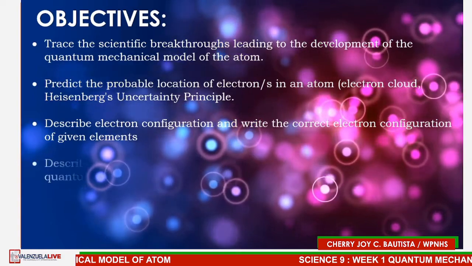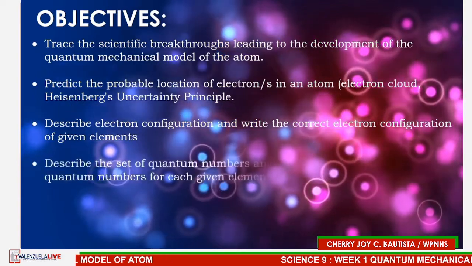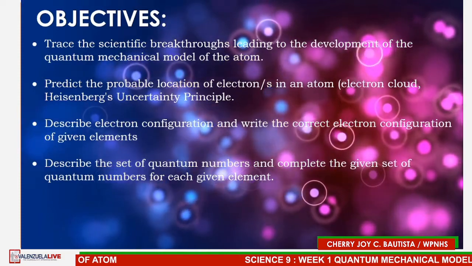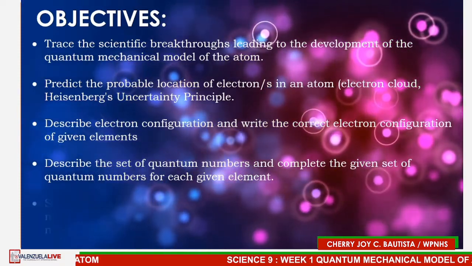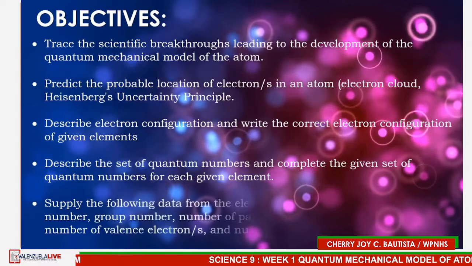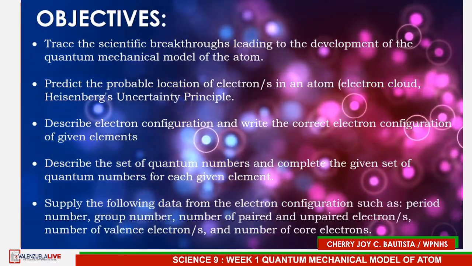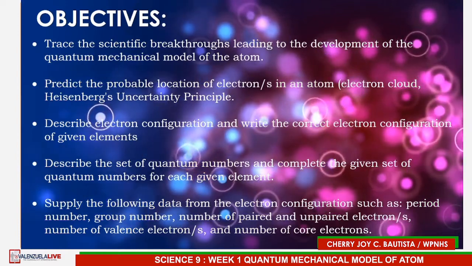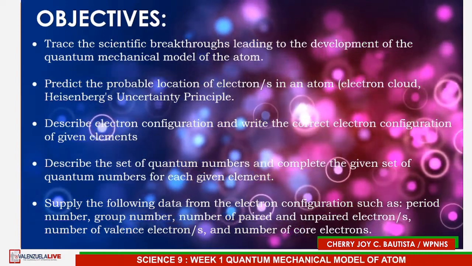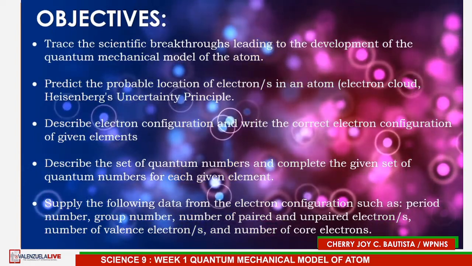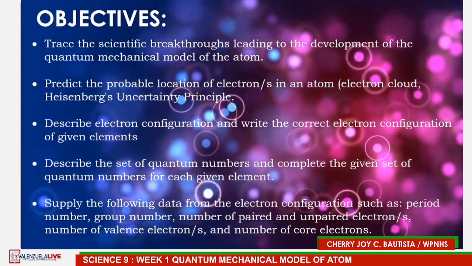Describe the set of quantum numbers and complete the given set of quantum numbers for each given element. And supply the following data from the electron configuration, such as period number, group number, number of paired and unpaired electrons, number of valence electrons, and number of core electrons.